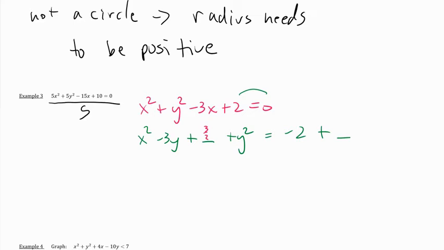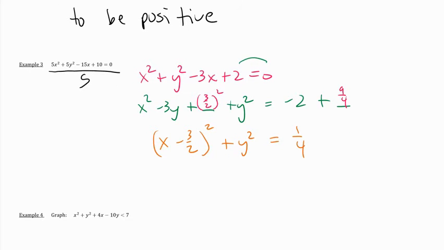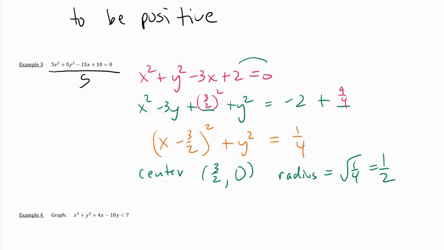Half of 3 is 3 halves, so I'm adding 9/4 to both sides. X minus 3 halves squared plus y squared is equal to 1/4. So my center is going to be 3 halves, comma 0. My radius is going to equal the square root of 1/4, which would be 1/2.